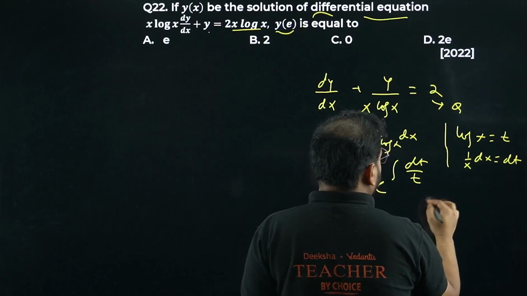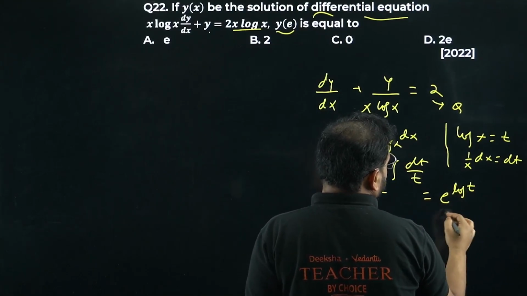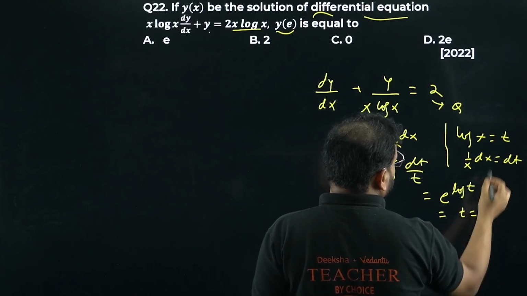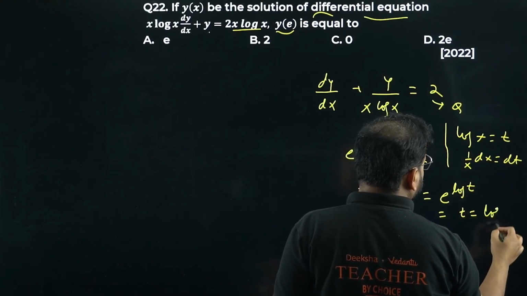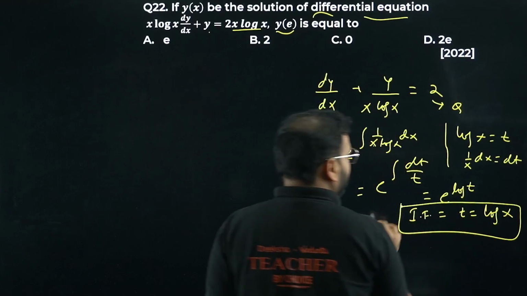So what are you going to get? You're going to get the integrating factor as, please check, e power log t. You'll have this simply as t. What's the t value? Log of x. So your IF is nothing but log of x. This is the value of IF. Please check. Log of x is the value of IF.